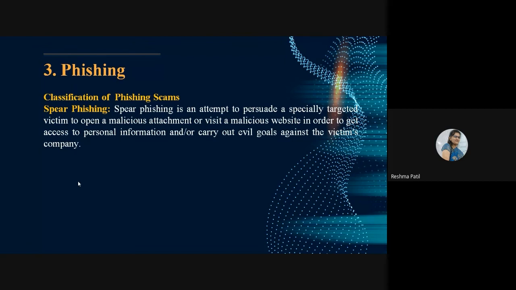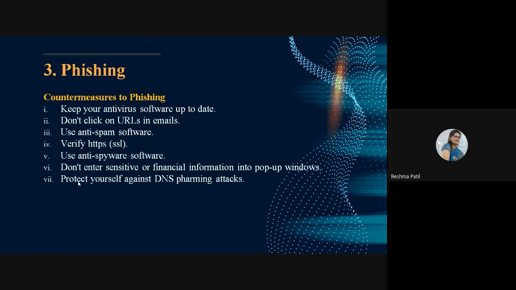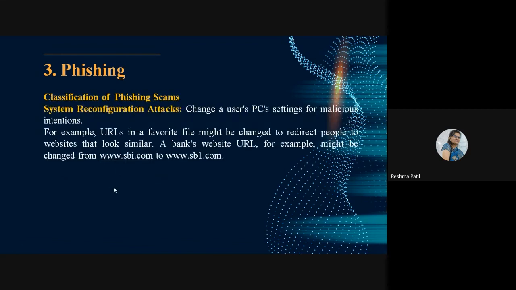You are forcing them to click on this malicious attachment or visit this malicious website. Then and only then will you get your Gmail data. To access your personal information, you have to click on a particular malicious attachment or malicious website. So that is spear phishing. So these are the classifications of phishing scams.